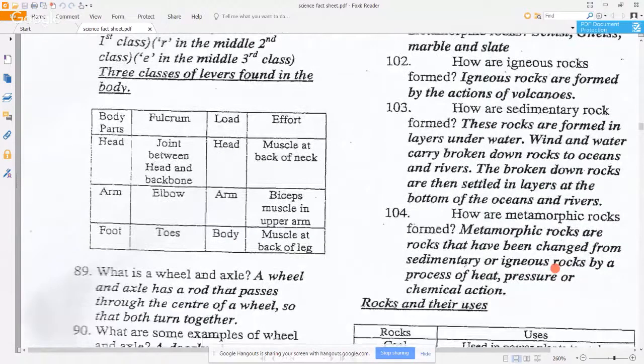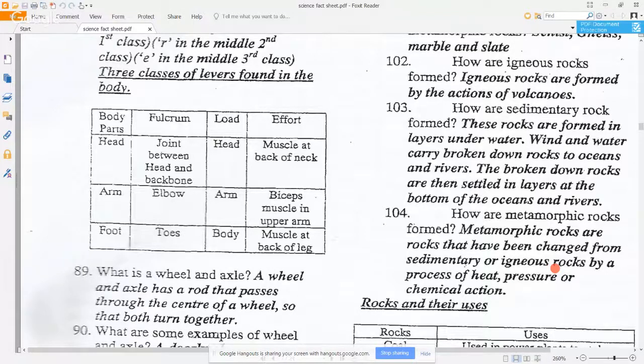Let's look now at classes of levers found in the body. Body part, fulcrum, load, and effort. The head: the fulcrum is the joint between the head and the backbone. What's the load? The head. And the effort is from the muscles at the back of the neck.